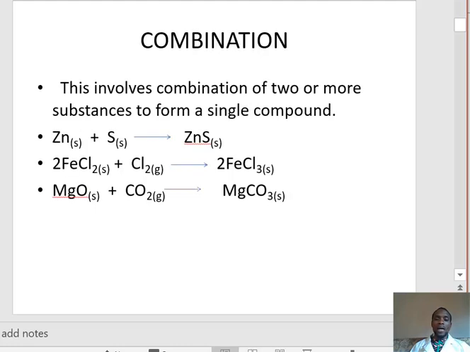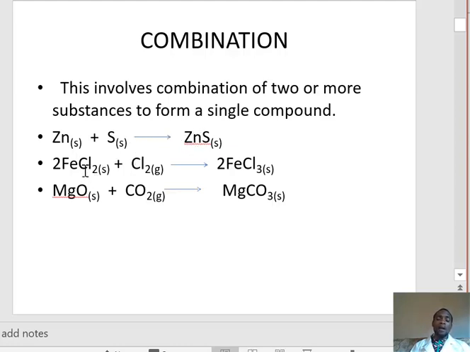First of all, we'll be looking at combination reaction. Combination reactions deal with the combination of two or more substances to form a single compound. Two substances form a single compound, meaning at the end of the reaction, we are expected to have only one single compound. As you can see from this example, we have zinc plus sulfur, which gives us zinc sulfide, meaning zinc is an element, sulfur is also an element, combined together to give us a compound.